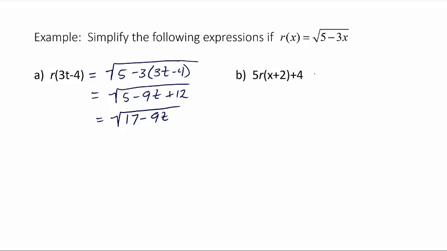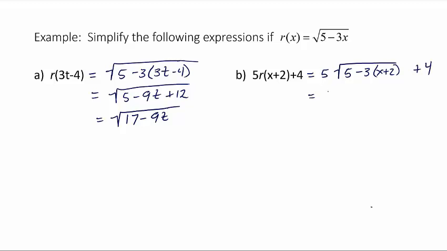We've got 5 times r of x plus 2 plus 4. Okay, so the 5 on the outside of the function and the 4 that we're adding on to the end, that's affecting the function at large, the output of it. The x plus 2 is the only thing we're changing about the input. I'm going to have 5 times the square root of 5 minus 3 times x plus 2 plus 4. Okay, so the x plus 2 is what I'm sticking in there for x, and the outside multiplier of 5 is what we're multiplying the radical by, and then we've got to add 4 onto the end.